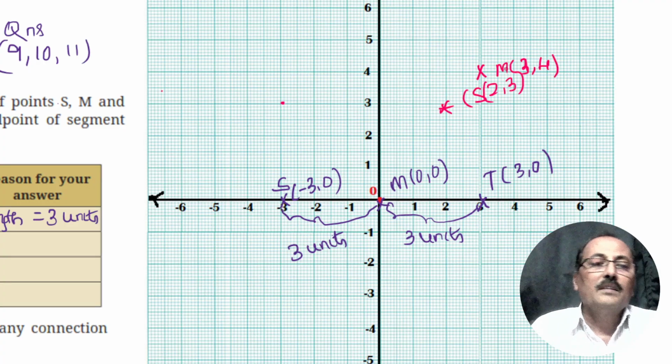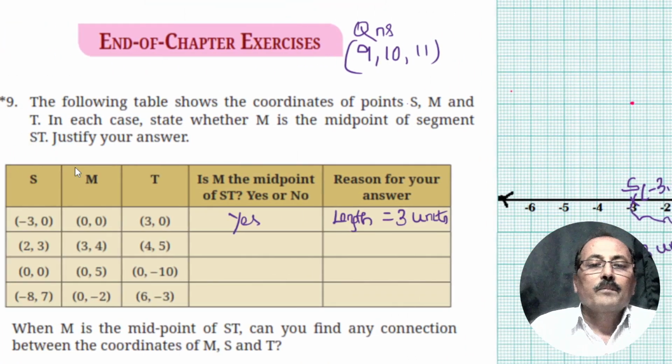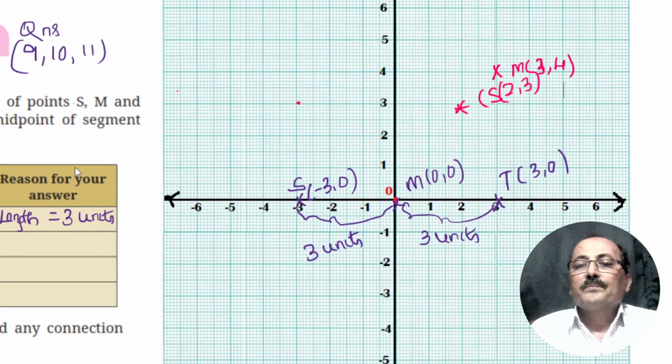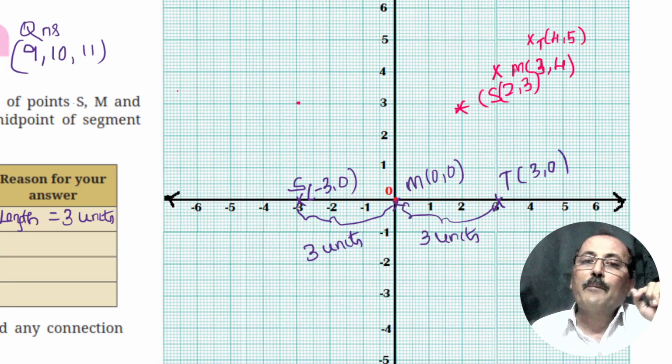Okay, next one. Let me see. 4 comma 5 is T. 4 comma 5: along the x-axis 4 and 5 is here. Yes, this point is 4 comma 5. Okay, this point is S, M and this is the point T. Now say whether M is the midpoint of S and T.